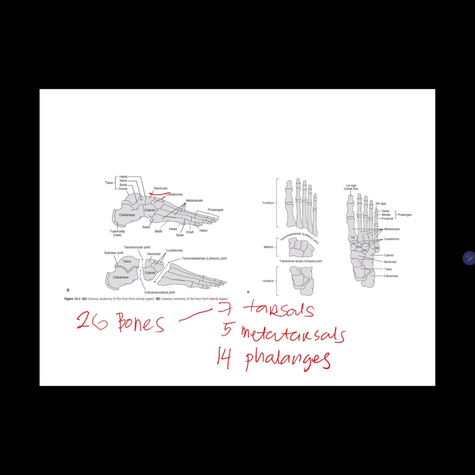The cuneiforms are designated by number or by position. All 3 articulate with the navicular posteriorly and with each other adjacently. Anterior articulations with the metatarsals form the tarso-metatarsal joints. The first or medial cuneiform articulates with the base of the 1st and 2nd metatarsals. The second or middle cuneiform articulates with the base of the 2nd metatarsal, and the third or lateral cuneiform articulates with the 2nd, 3rd, and 4th metatarsals and with the cuboid laterally. The metatarsals are numbered from 1 to 5, beginning on the medial side of the foot.